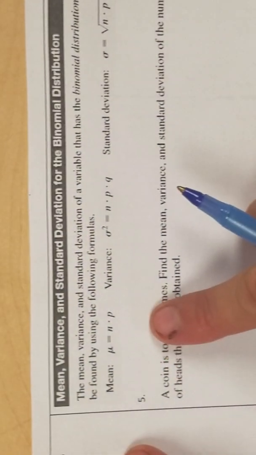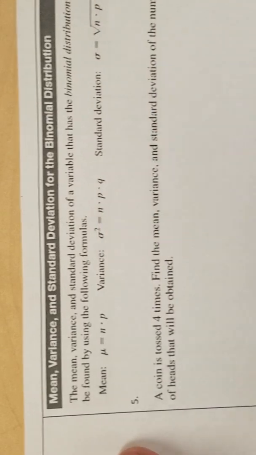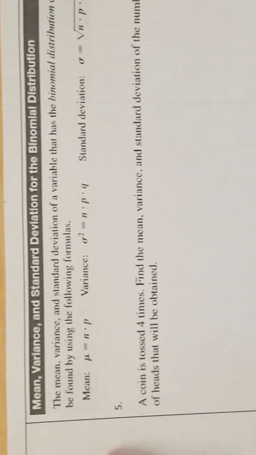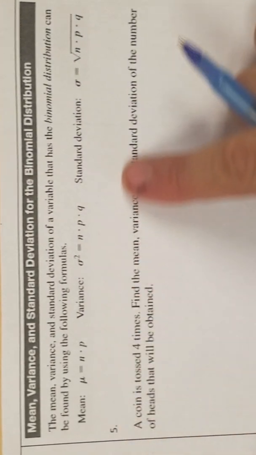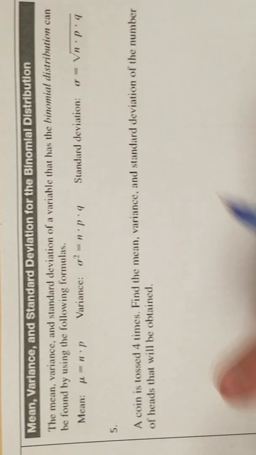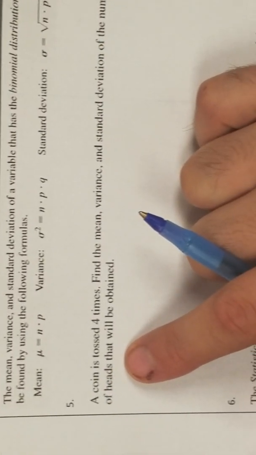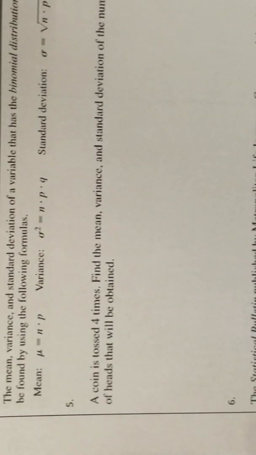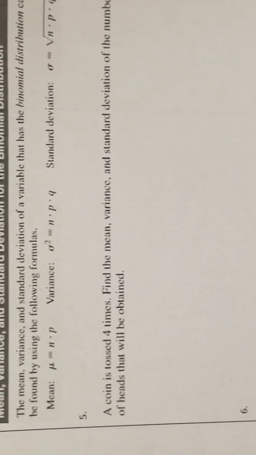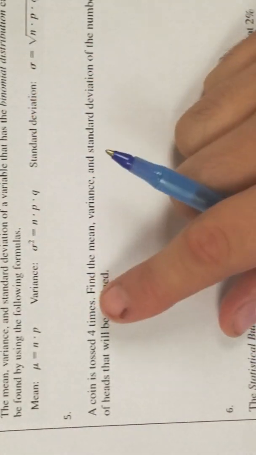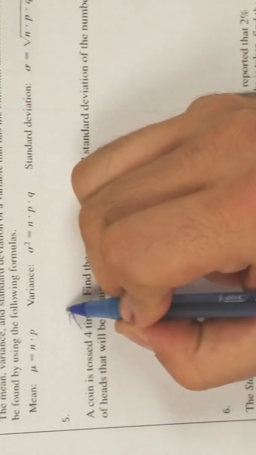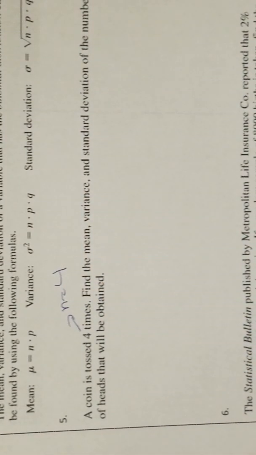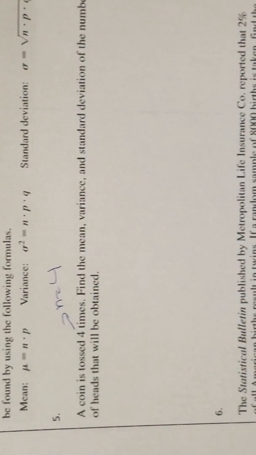Now, the next thing we want to focus on in this lesson is how we actually calculate mean, variance, and standard deviation. In order to do that, we're going to use the following formulas. All right, I already provided them to you. So let's go ahead and go to the example. We have a coin being tossed. You're tossing it 4 times. So our number of trials, n, equals 4 in this case. So we have a fixed number of trials. Find the mean, variance, and standard deviation.